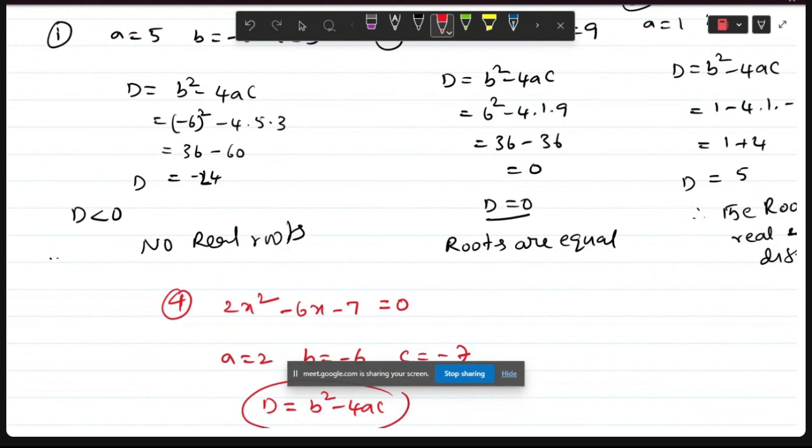This is only what B square minus 4AC. A is the x square coefficient. B is the x coefficient. C is a constant like that only. No real roots. The roots are equal, like that only. No issue.